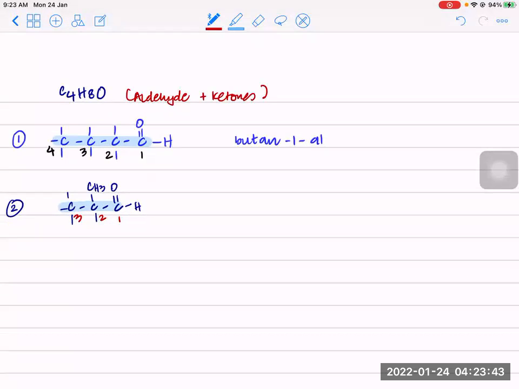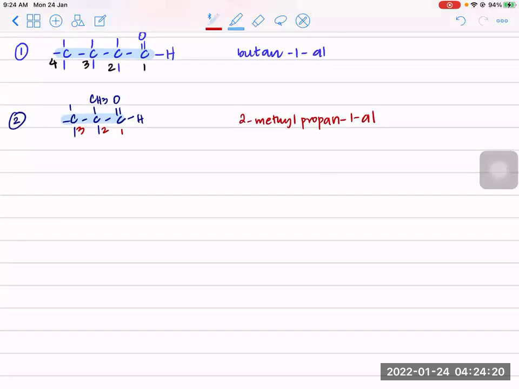And this will be called what? On carbon number 2, we have a methyl. So what will we call this? 2-methyl. And then main chain has how many carbons? 3 carbons. So 2-methylpropan-1-al. Do you guys understand this? See, do you see both of these have the same molecular formula but different structures? Their names are different. That means they are isomers of each other.